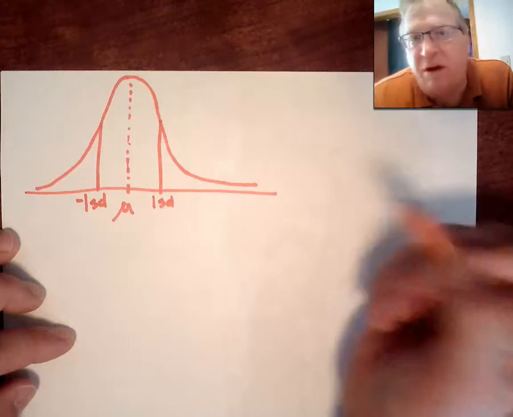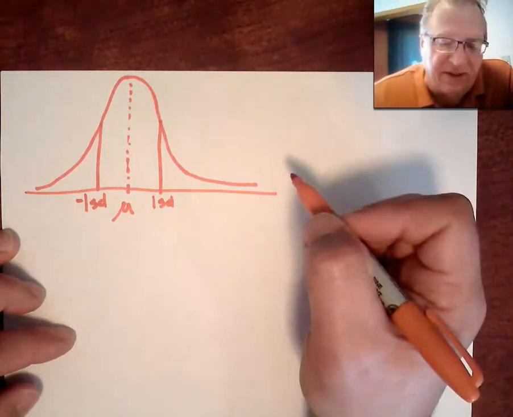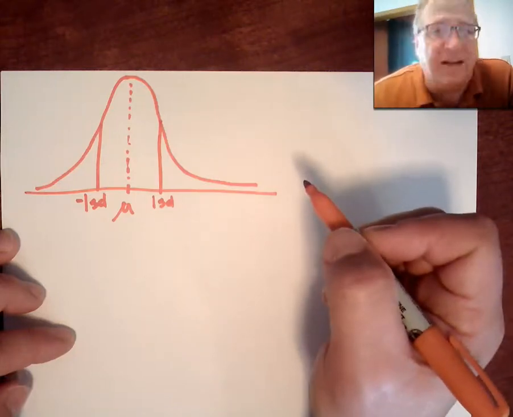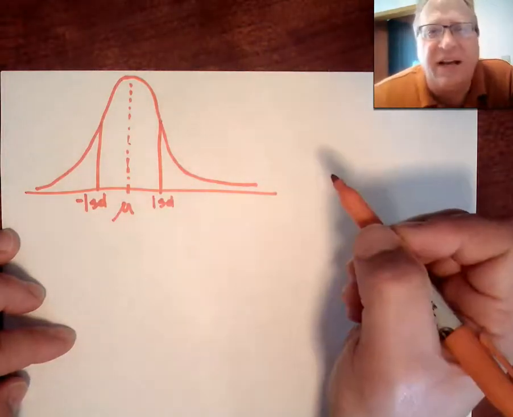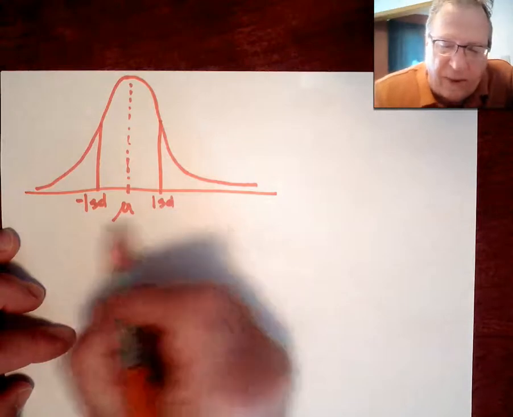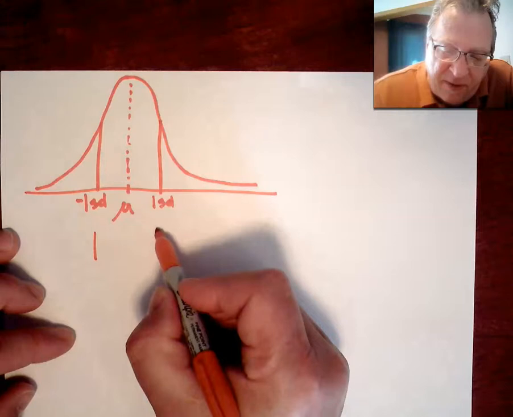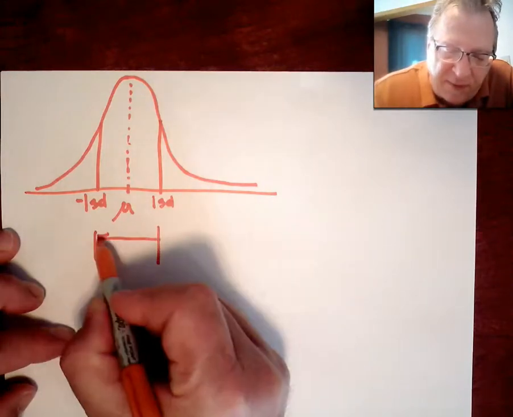Now, we could have called that sigma for population standard deviation, or we could have been a little bit sloppy and called it S, the sample standard deviation. I just use SD to indicate standard deviation. So 1 standard deviation on either side of the mean, and it turns out that that's important.